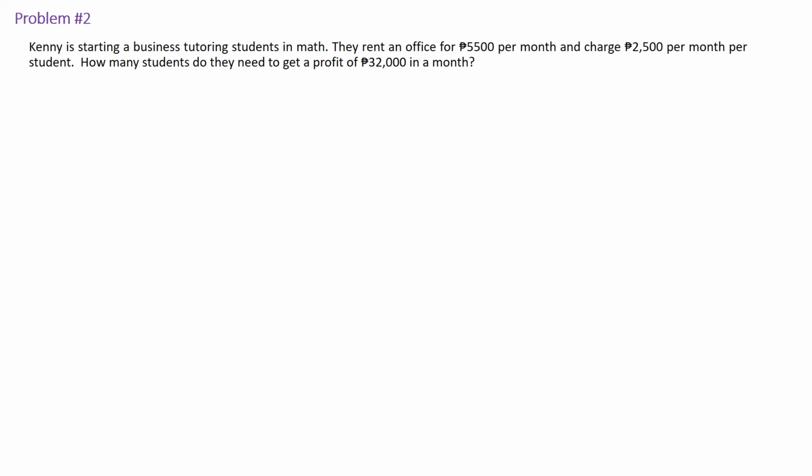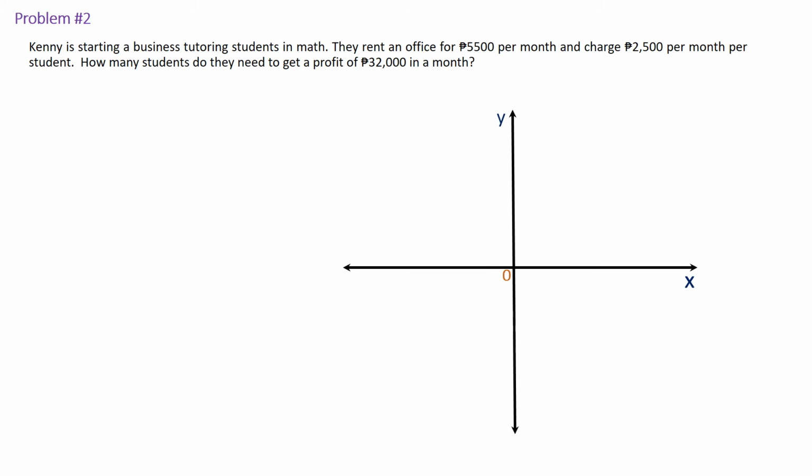So let us graph this problem first. We have the Cartesian plane, where x is the number of students and y is the profit. If x is 0, then y must be negative 5,500. It's because if x is 0, that means Kenny has no duty. But still, he has to pay the rental of the office, which is 5,500. And then our problem is to find this number of students so that we will have a profit of 32,000.